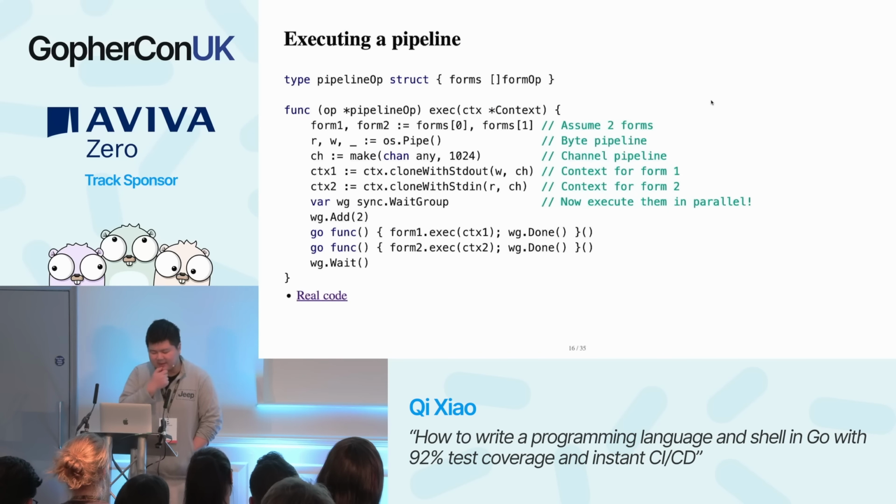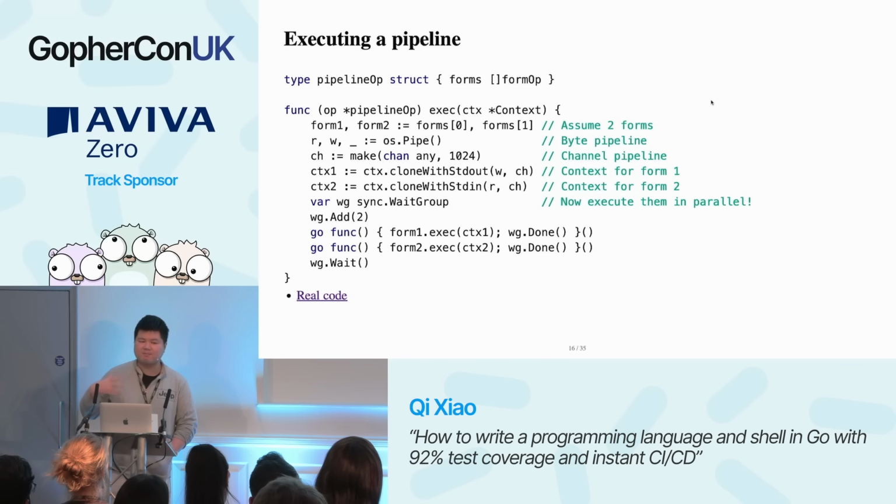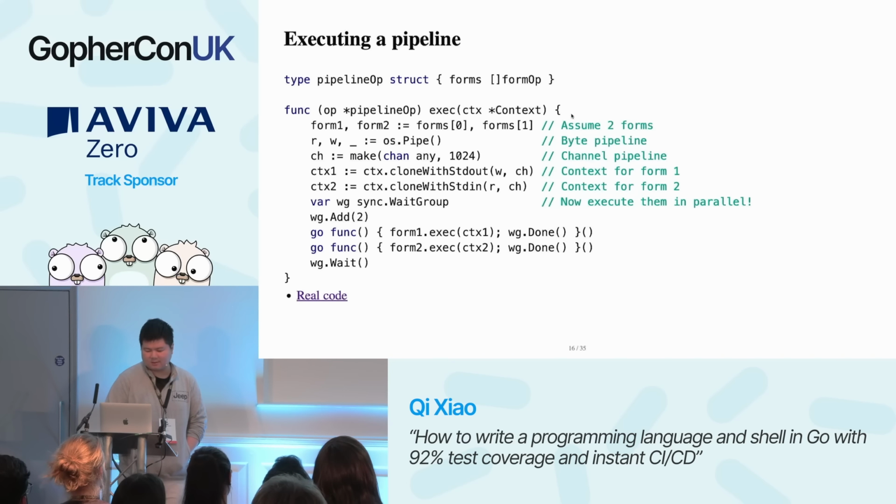All right, and this part is probably the most interesting one, and it tells you really the meat of how you implement a shell or shell-like language in Go, and it uses very familiar building blocks. So this is not as complex as the real implementation of pipeline op exec, but it shows the interesting bits. For simplicity, we're just going to assume that we only have 2 forms, because if we have multiple, there's a bit more bookkeeping that needs to go on.